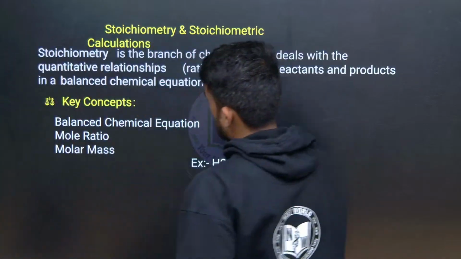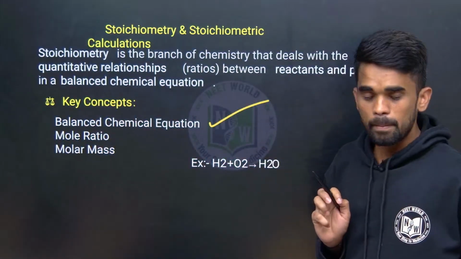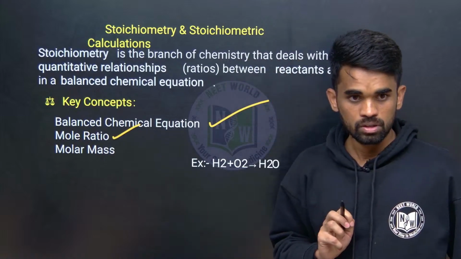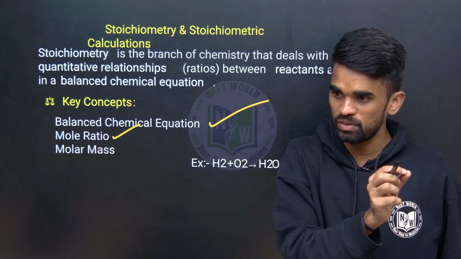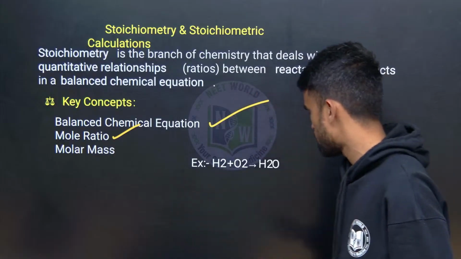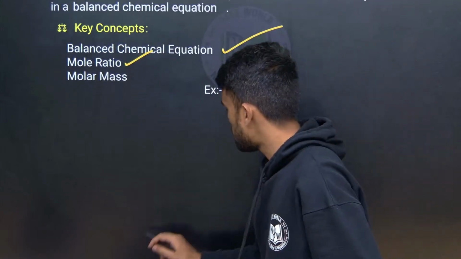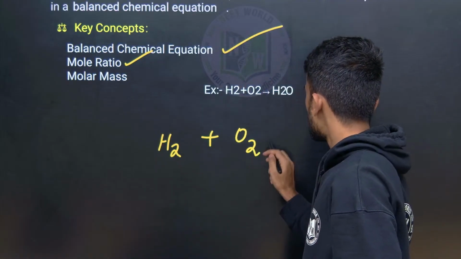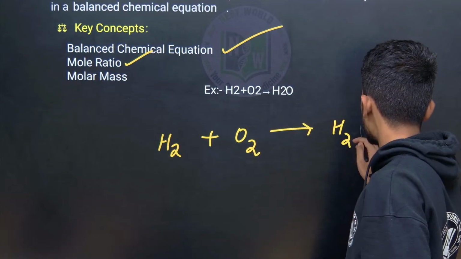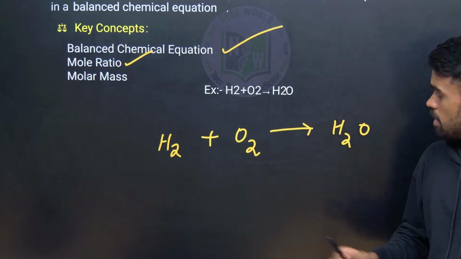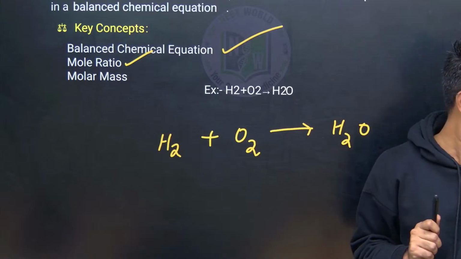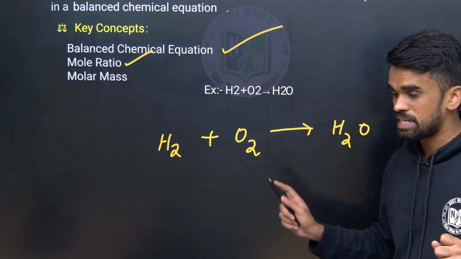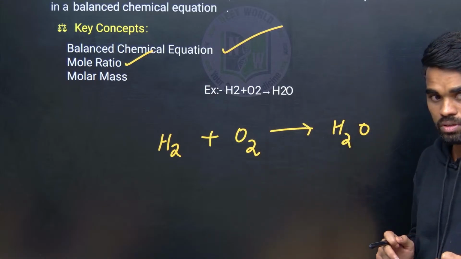What are the key concepts I told you? One thing is you need to balance the chemical equation, then you have to take the mole ratio, meaning the ratio of the stoichiometric coefficients. I will show you. For example, for formation of water, I have written H2 plus O2 combining to form H2O. First, we write the symbolic chemical equation. Then we need to balance it. Is this balanced or not? This is not balanced.